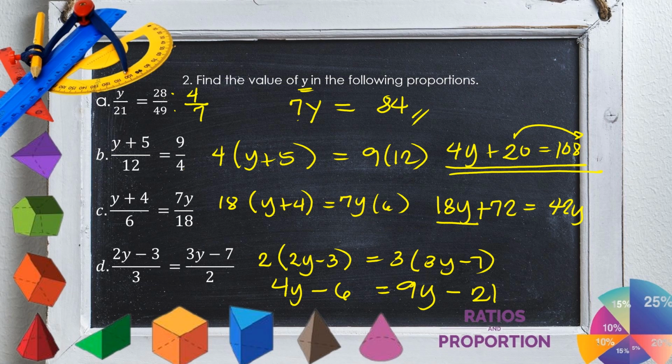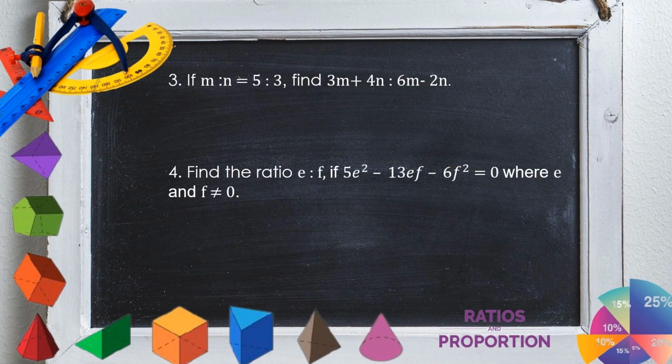So we proceed now with numbers 3 and 4. Ito, nakita na rin natin kanina. To solve this one, simulan lang natin, then you will be continuing answering at home. So m over n is equal to 5 over 3. So ito yung magsa-substitute tayo.